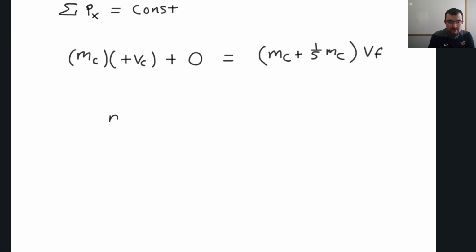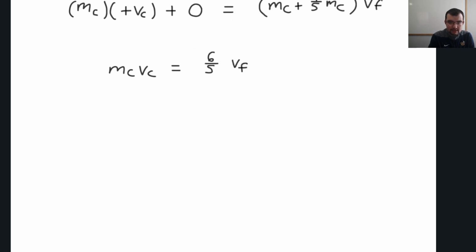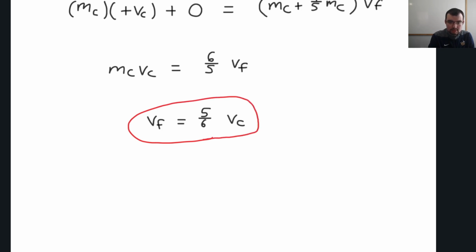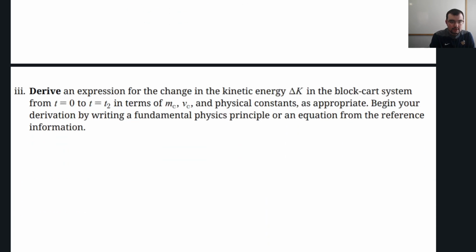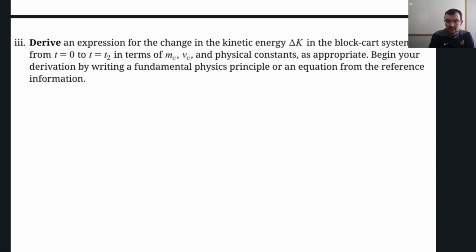So then we can just write mcvc is equal to 6/5 mc vf, because we added a fifth to 5/5. And then we see that vf is just going to be 5/6 of vc. And that should make sense qualitatively, because if you are adding mass to the system, in order to keep the same momentum, your velocity has to shrink by the same factor that your mass went up, to get the mv's to equal each other.